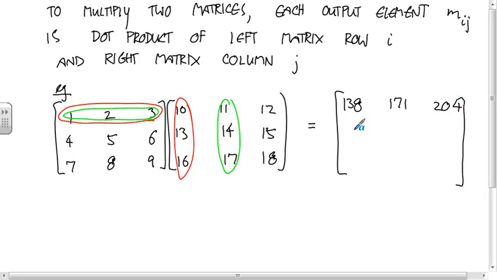The second row is 174, 216, 258. The third is 210, 261, 312.